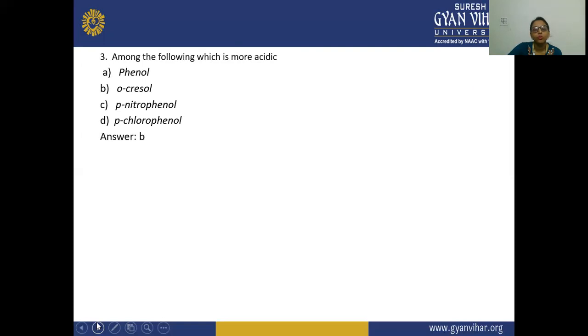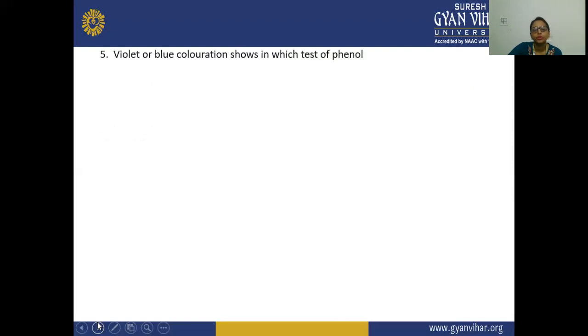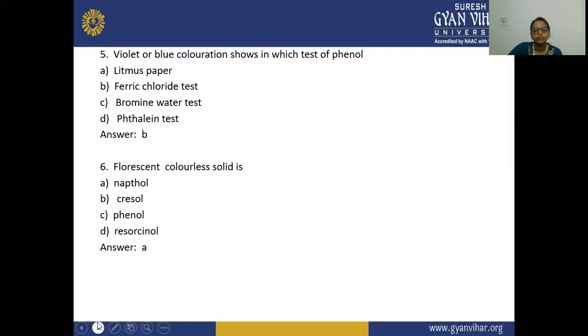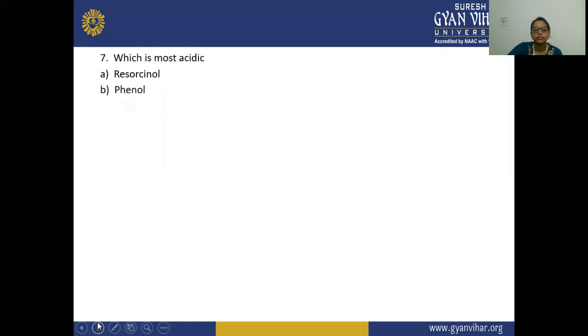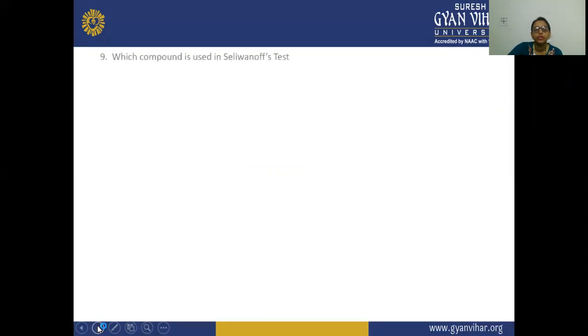Here ortho-cresol is more acidic. In phthalein dyes, the presence of phenol is confirmed by pink color, option B. Next, violet or blue coloration is shown in which test of phenol? That is shown by the ferric chloride test. Next, the fluorescent colorless solid is naphthol, answer A. Seventh, which is more acidic? That is resorcinol. Which is least acidic? Hydroquinone.